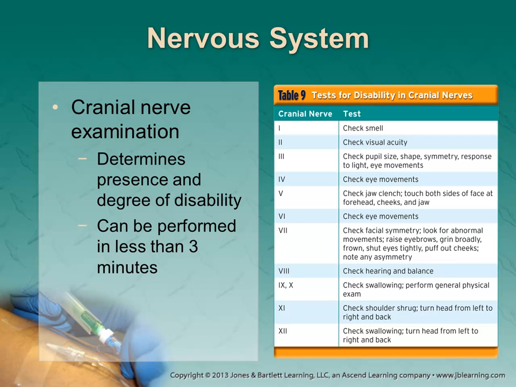Because 3, 4, and 6 all work with eye movement. The constriction and reaction of the pupils, the movement of the eyes. I'm probably not going to ask you one that hard. It's going to be something easy. Okay, so 1, 2, or 10. Probably 1, 2. What's 10? Vagus. Check for swallowing.